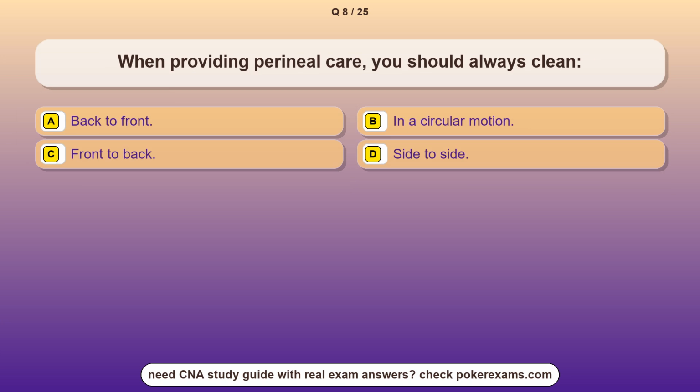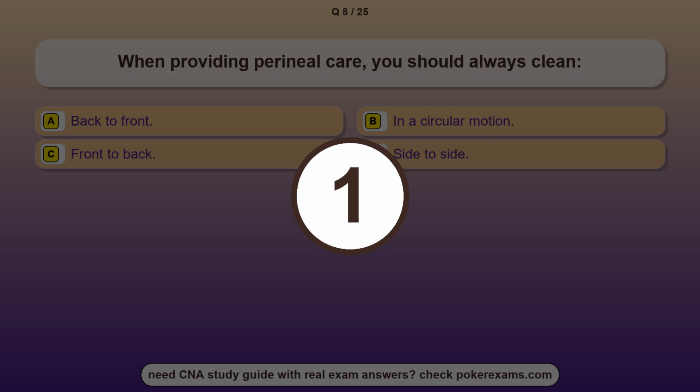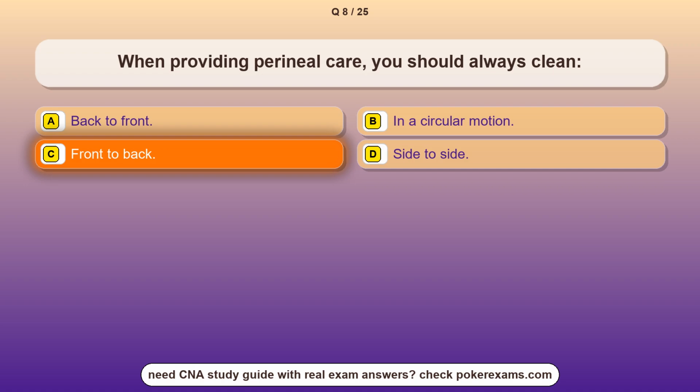Question 8. When providing perineal care, you should always clean: Option A, back to front. Option B, in a circular motion. Option C, front to back. Option D, side to side. The correct answer is option C, front to back.